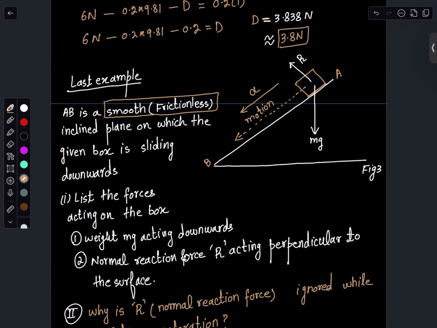आप ये रूल हर वक्त अप्लाई करेंगे। वेन एवर अ फोर्स इज परपेंडिकुलर टू द एक्सेलरेशन, देन while calculating that acceleration you ignore that. Simple rule. If the acceleration is horizontal, vertical forces will be ignored while calculating that. If the acceleration is vertical, horizontal forces will be ignored while calculating that. And if the acceleration is in a certain direction, then any force which is perpendicular to that acceleration will be ignored while calculating that acceleration.